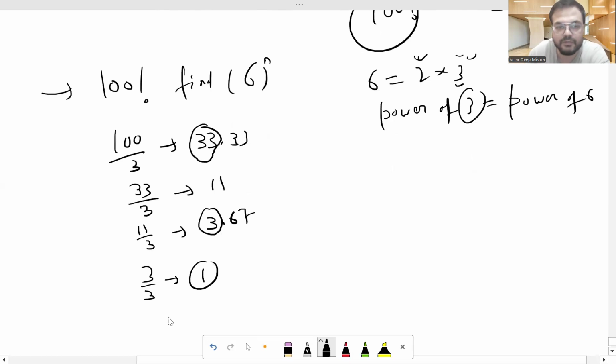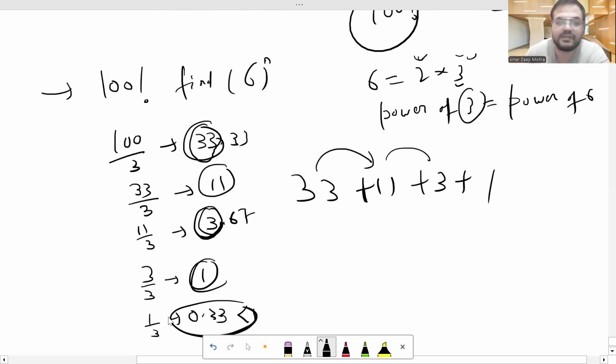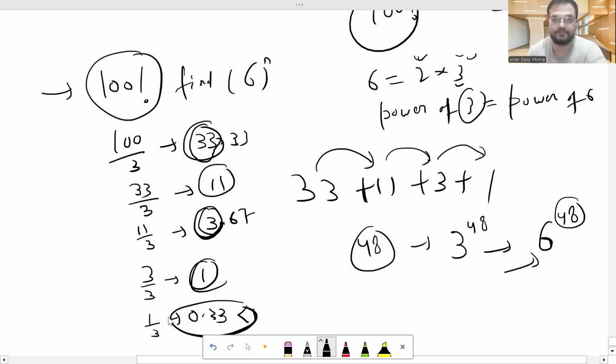Now you stop here, because the next step, 1 by 3, will be 0.33. So this value is already less than 1, so I will not take this. So take this 33 plus 11 plus this 3 plus this 1. 33 plus 11 is 44. 44 plus 3 is 47. 47 plus 1 is 48. Means you will be getting 3 power 48, which indicates that 6 power is also 48. So I can say that my answer is, in 100 factorial, the power of 6 is 48. Okay.